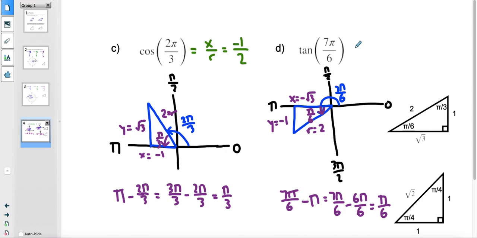And now, if I use my formula, y over x, y is equal to negative 1, and x is negative square root of 3. Negative divided by negative turns into a positive. So my answer here is 1 over the square root of 3.